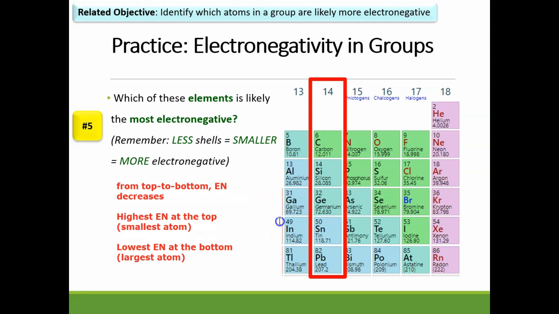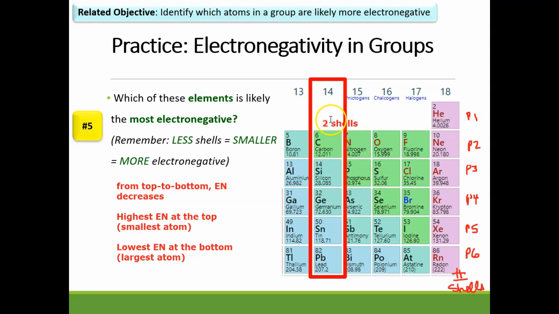All right, so let's go ahead and take a look here. So again, if we were to label our periods here, this is period 1, period 2, period 3, period 4, period 5, and period 6. And again, this is also related to the number of shells, right? So this is the same as the number of shells. Okay, so if we take a look here, carbon right here is in period 2, which means that it only has 2 shells.